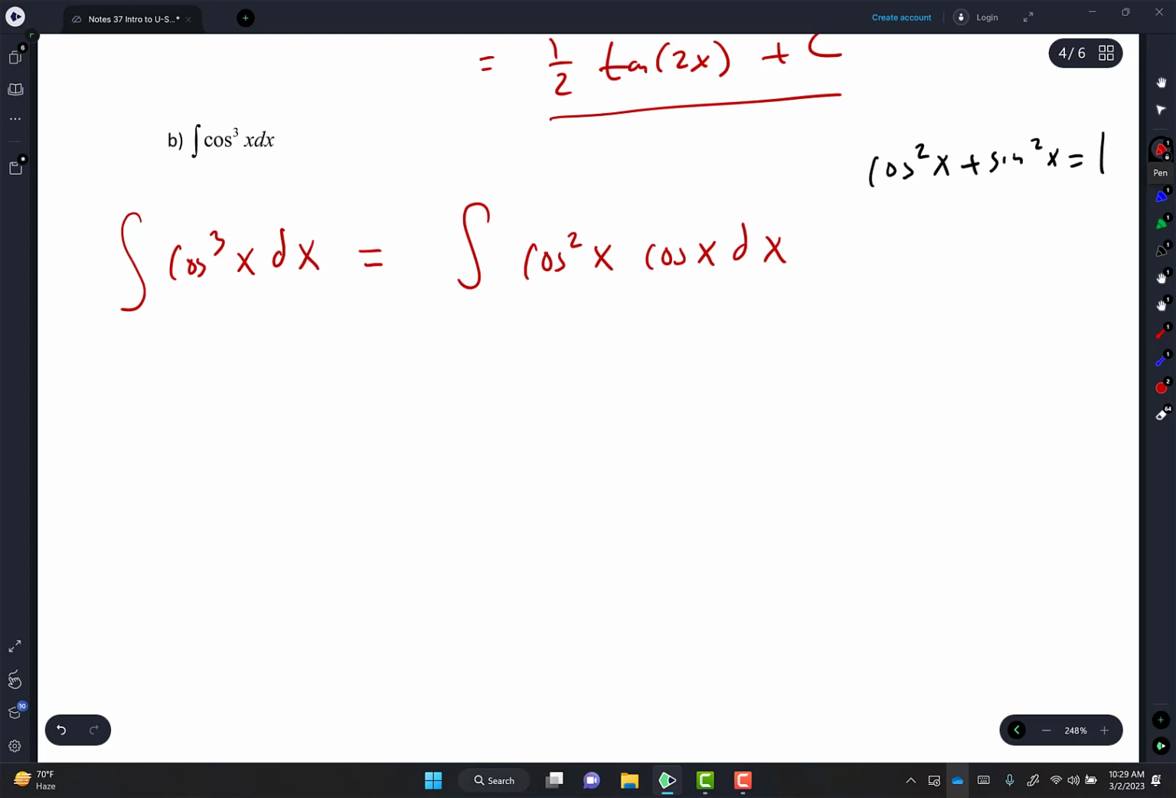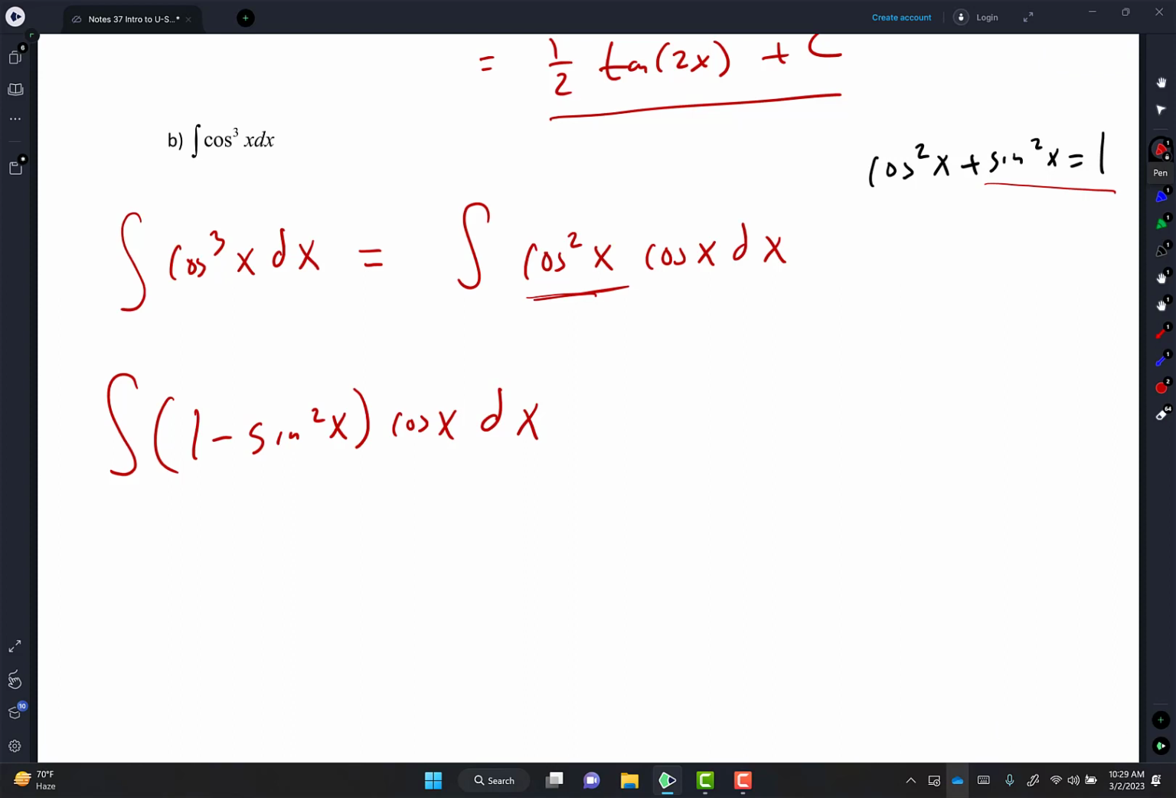Here we go. I'm going to substitute cosine squared with 1 minus sine squared. So in the integrand, I'm going to write 1 minus sine squared x, close it, cosine x dx. Am I still okay? And now it's a lot easier. Now you can do u sub. Now I can do u sub to help.